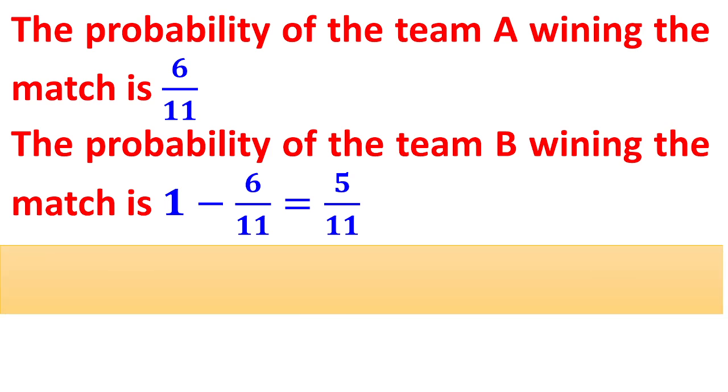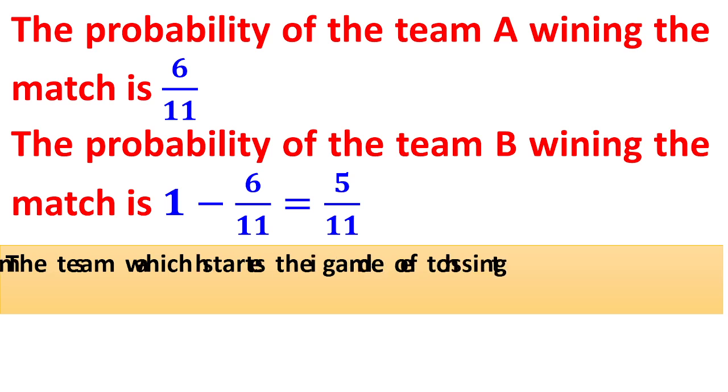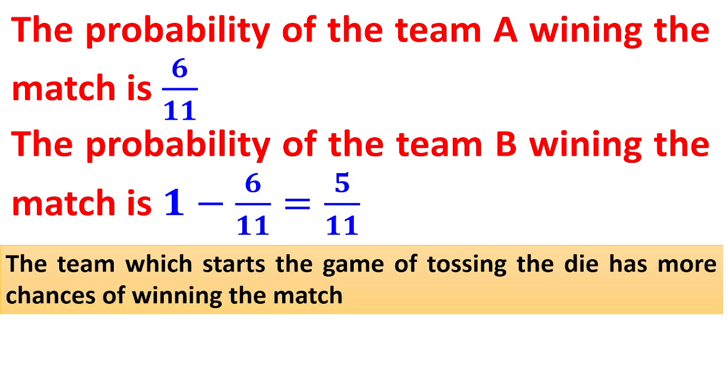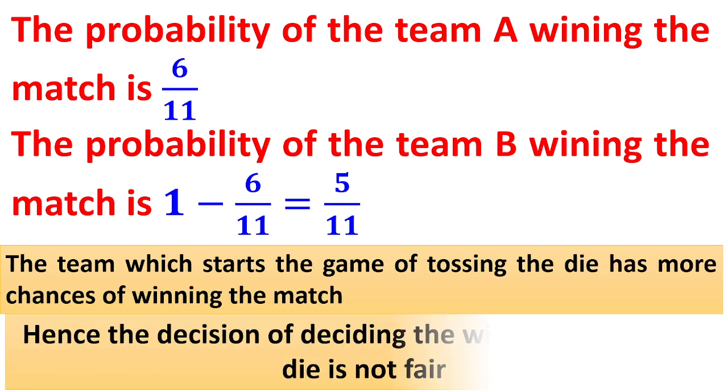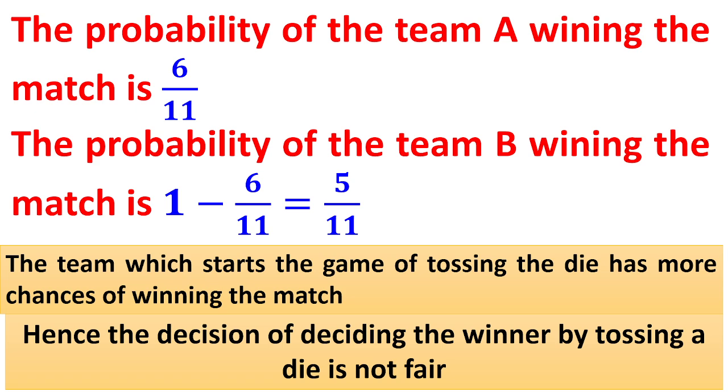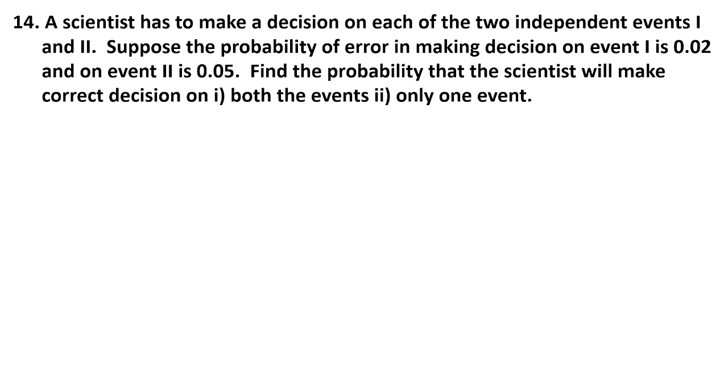Very clearly, it is clear that the team which starts the game of tossing the die has more chances. Therefore, the decision of deciding the winner by tossing a die is not fair because both are not getting the same opportunity. If it is 1 by 2, 1 by 2, then we can tell that okay. But it is 6 by 11 and 5 by 11. Good. Question number 14.